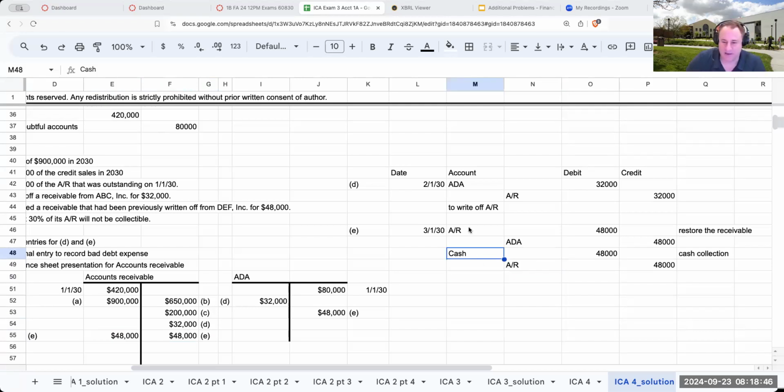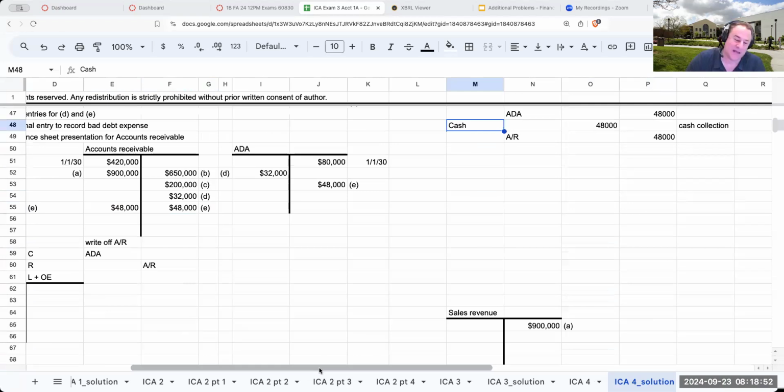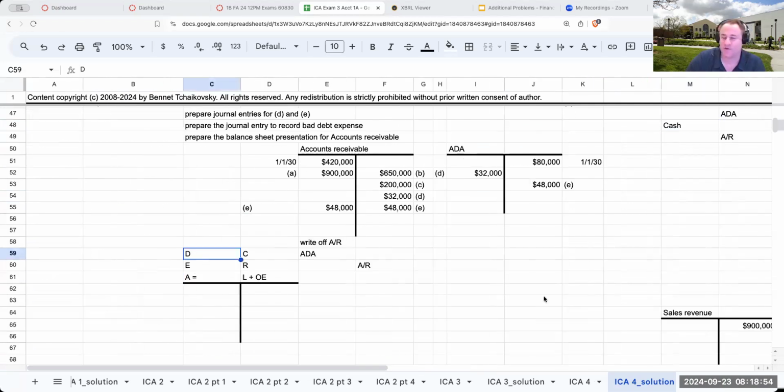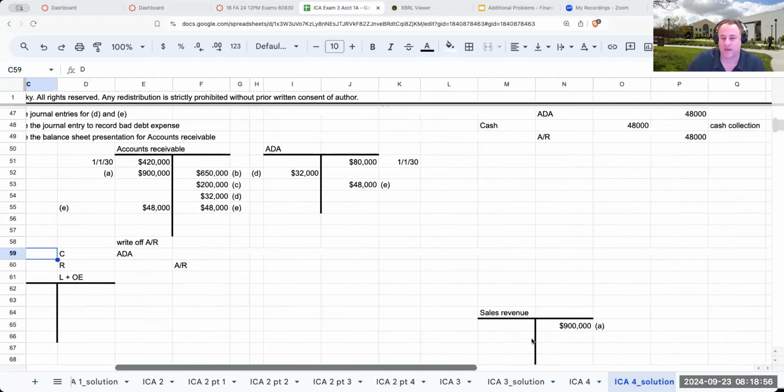Let's state this again. I restore the receivable. Then I need to show the cash being collected. Cash is an asset. Assets have debit balances. We're going to show that increase with a debit, decrease with a credit.